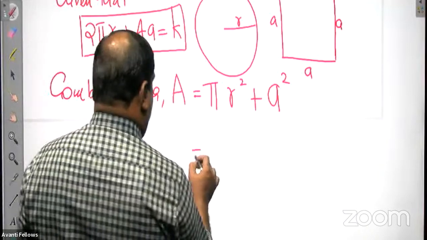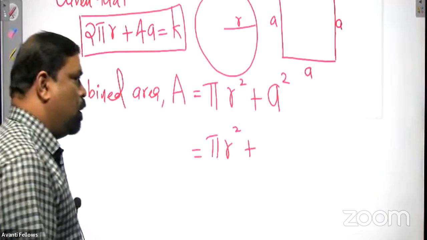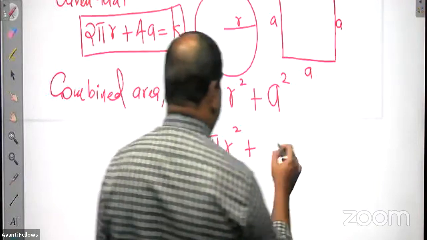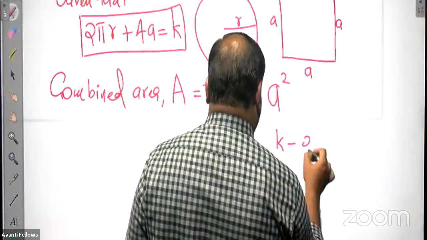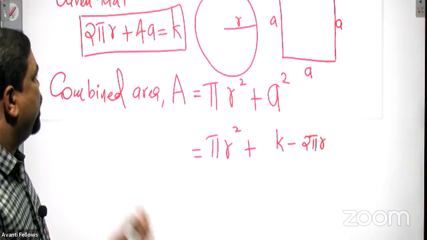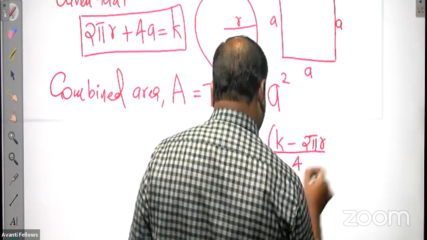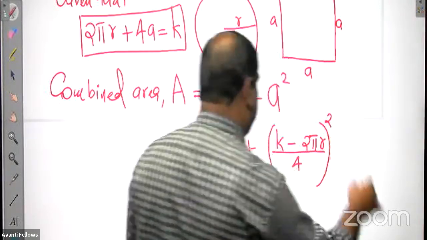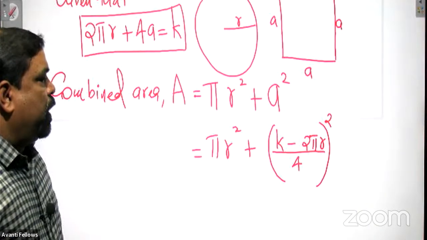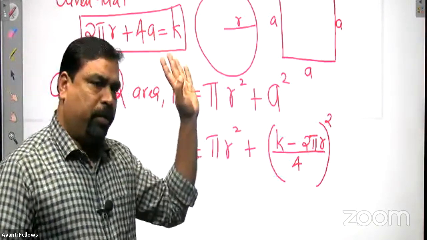So, I will change a. Pi r square plus... What is a from this equation? 4a is k minus 2 pi r. Okay, 4a is equal to k minus 2 pi r. So, a means k minus 2 pi r divided by 4, whole square. Okay, a is equal to k minus 2 pi r divided by 4, whole square.